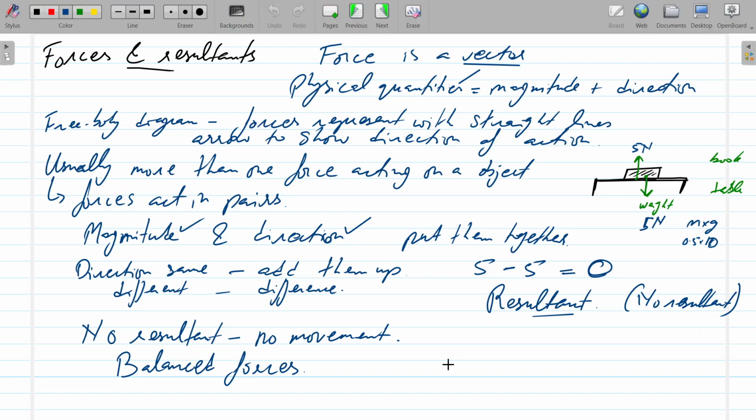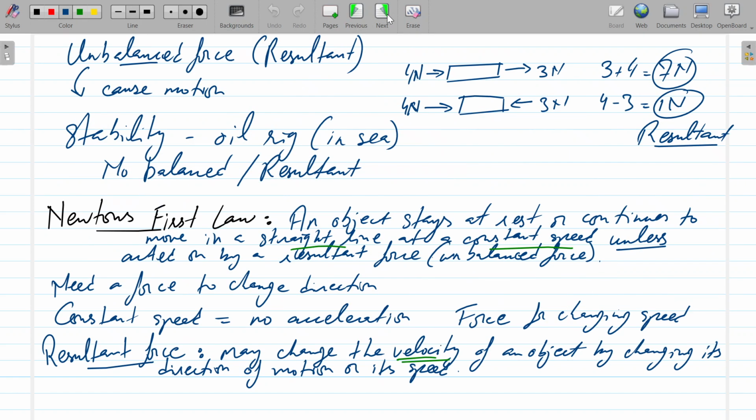Right, so a force can change direction or change the velocity, or the shape of a body, depending on how it's acting and what kind of body it's acting on. Then we talked about Newton's first law, which is an object staying at rest or moving in a continuous straight line at constant speed unless acted on by a resultant force, which is also an unbalanced force. And a resultant force may change the velocity of an object by changing its direction of motion or its speed.